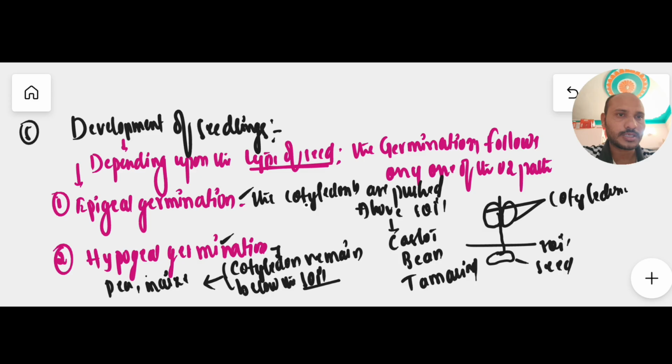In epigeal, the cotyledons are above the soil. In hypogeal, the cotyledons are below the soil. So this is how the seedling gets germinated by this pathway.